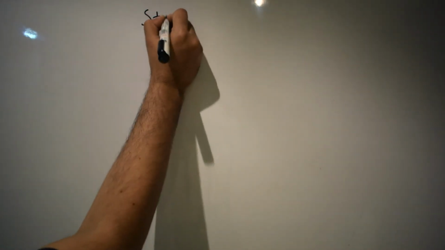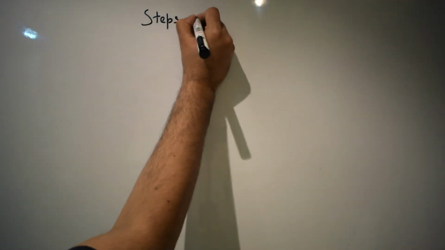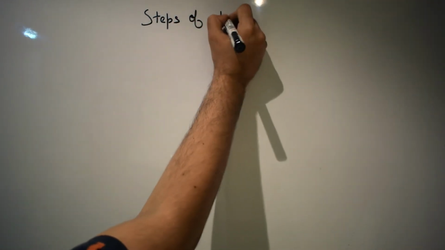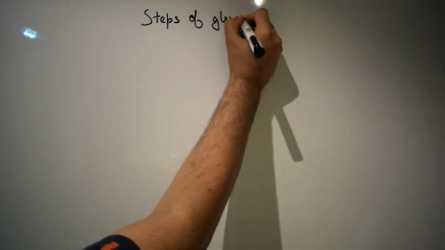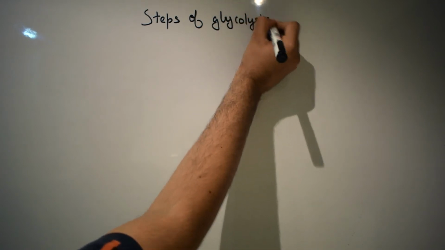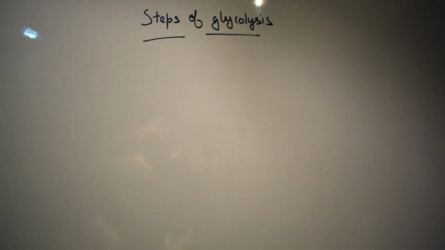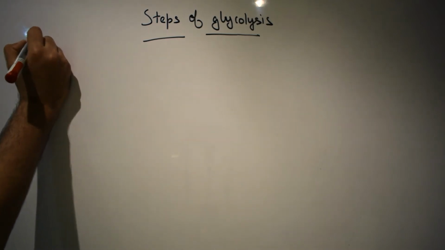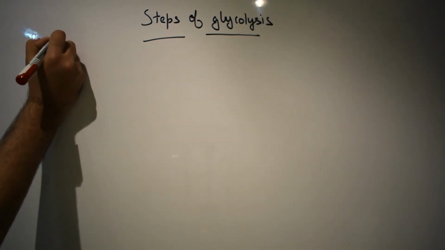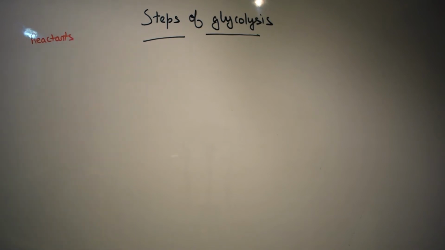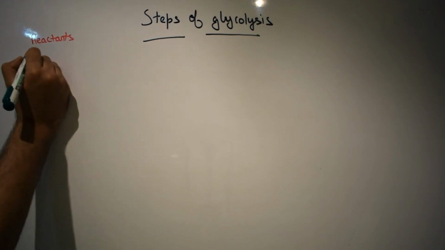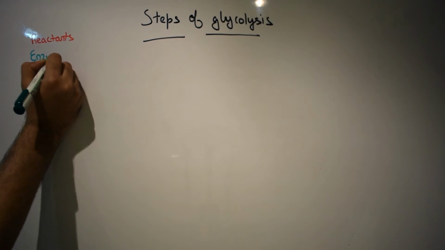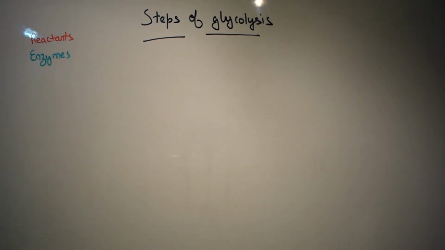The steps of glycolysis, the 10 steps in detail, and why they are necessary and why they happen in the sequence they are happening inside the cell. And for the legend I will be using the reactants with red color, the enzymes with green color for the particular step, and the product with blue color.